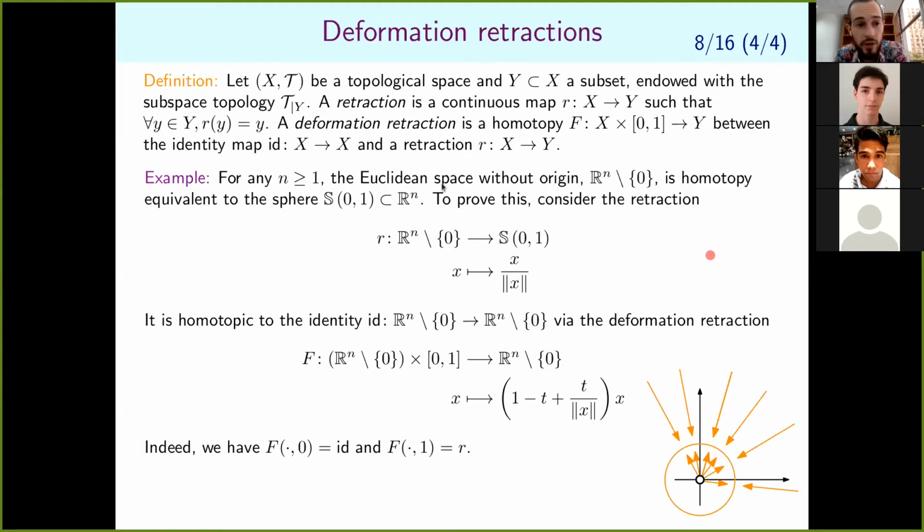Let us prove that this is homotopic to the identity. It is thanks to this deformation retraction. And again, to be very clear, I will write x, t.